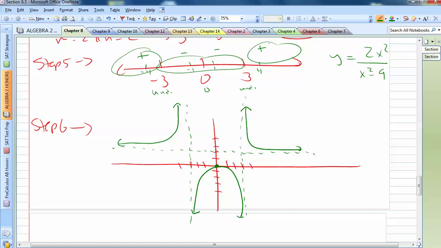I'm not going to ask you to do a domain and range for these kind of problems because they're a little tough. When you get to calculus, you'll probably be able to do that just simply because you'll learn how to find maximum minimum points analytically. So that covers the video.